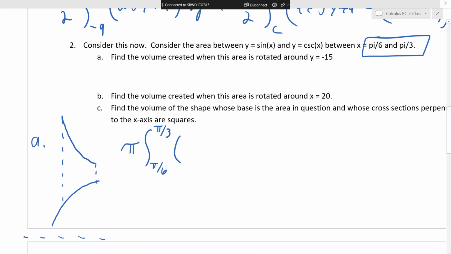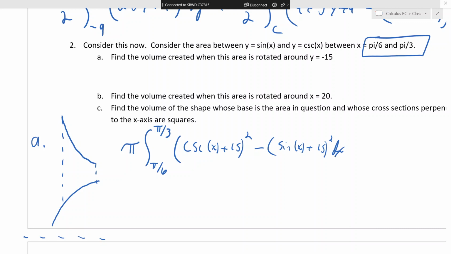What is this going to be? The top thing, cosecant plus 15 squared minus sine plus 15 squared. It's okay. Really? We're all 100% kids? Okay. You're all so good at this.